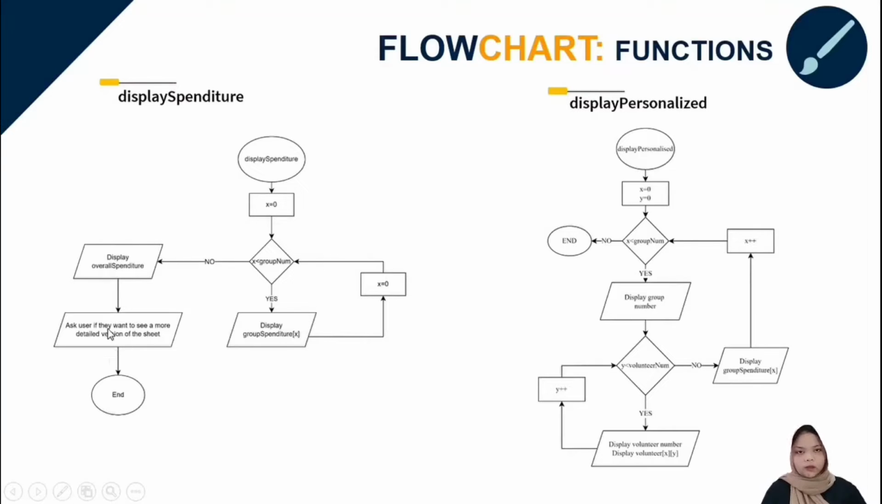For display personalized, we can see there are some looping parts. And if it is a no path, as you can see, it will flow directly to an end. So that's how it works. That's all from me.